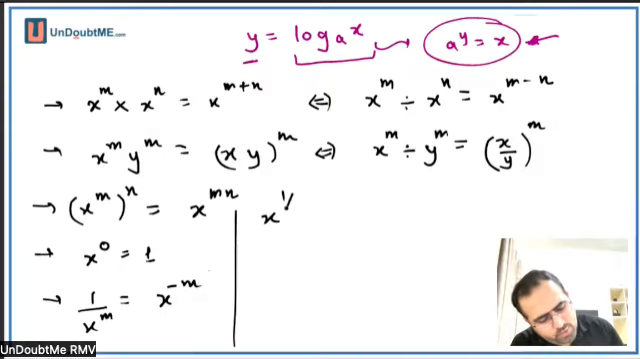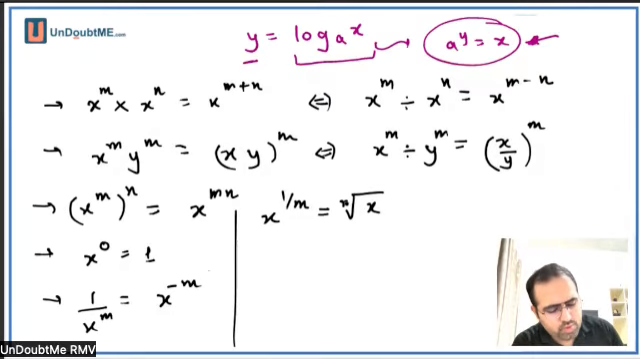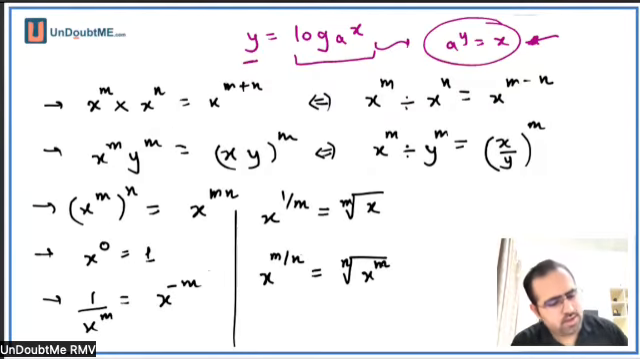If x to the power 1 over m is there, then it will be the m-th root of x. And lastly, if I have x to the power m by n, then it will be the n-th root of x to the power m. Okay, be quick, write them.